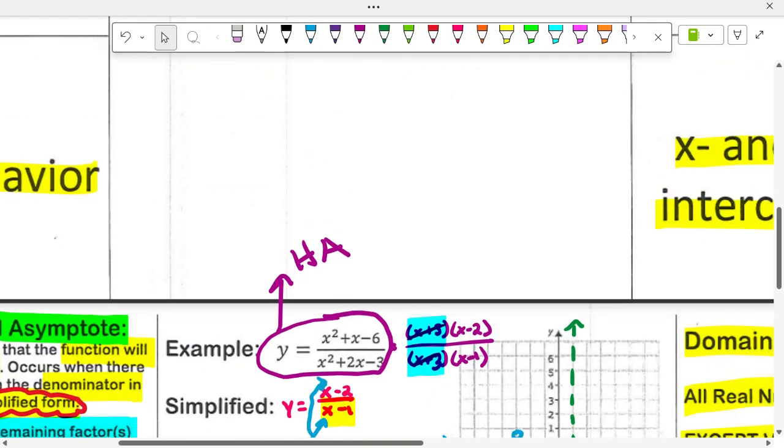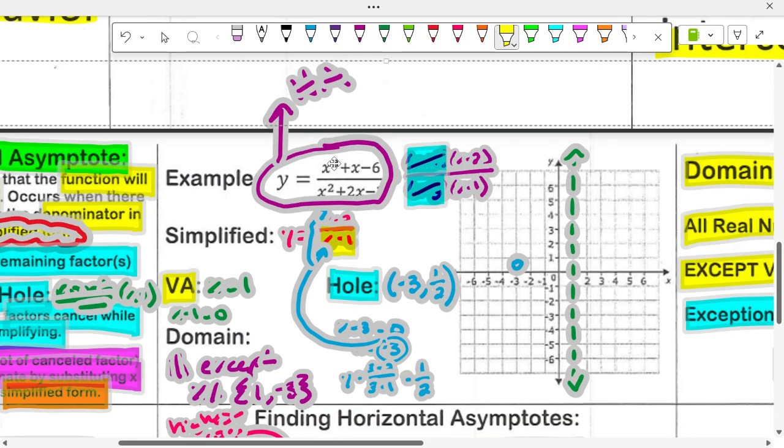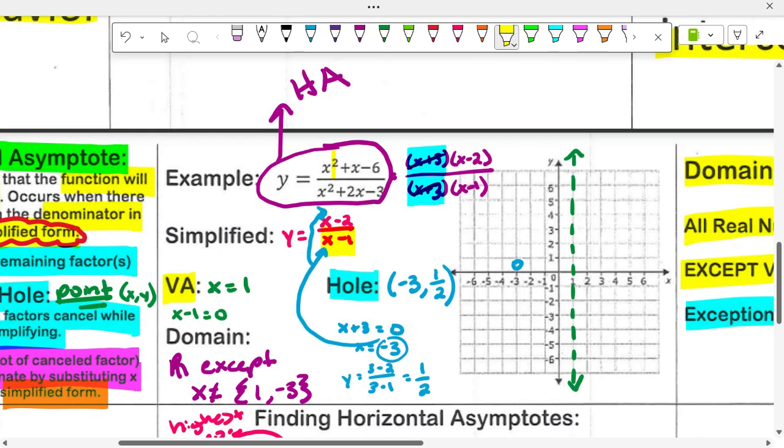So let's go back up here and look. If I look at my original, what is my highest exponent in my numerator? 2. What's the highest in my denominator? 2. So are the degrees equal, less than, or greater than? In other words, is the numerator equal to the denominator? Is the numerator greater than the denominator? Or is the numerator less than the denominator? They're equal.